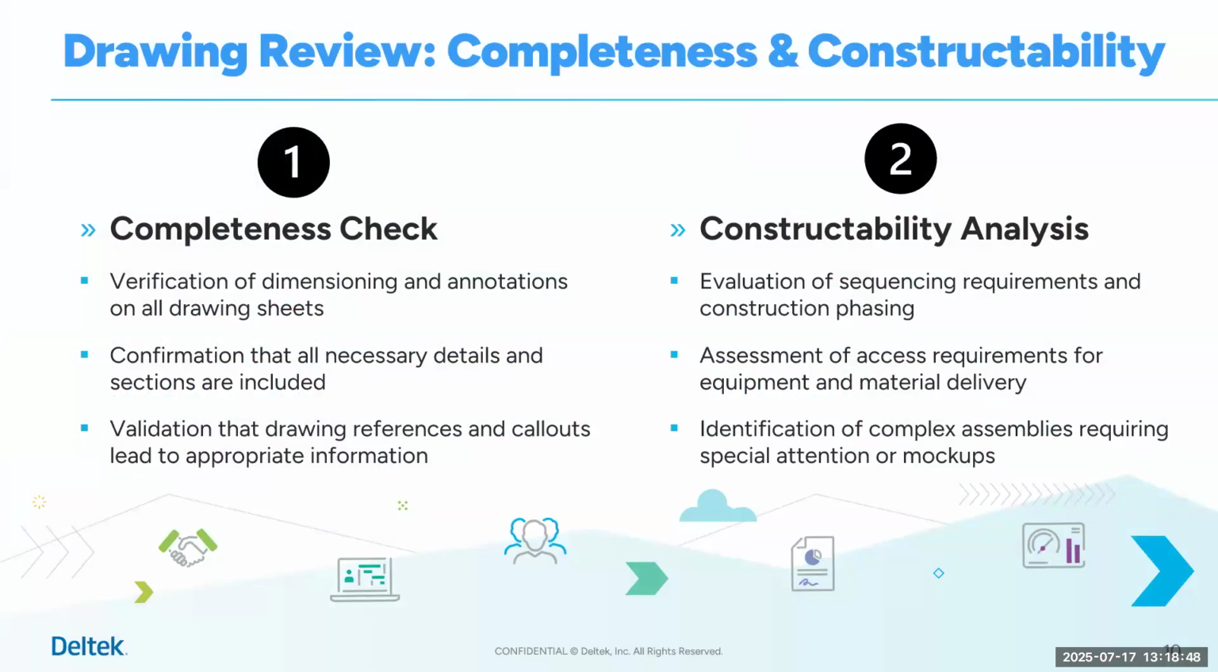When it comes to drawing review, completeness and constructability is the key. A CA is the second eye, so to speak, to examine the drawings for completeness, verifying that all necessary information is present to communicate the design intent, and that content is easy to navigate.